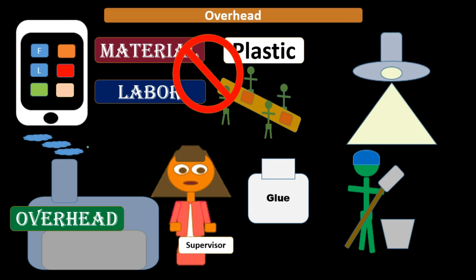Anything like utilities or rent or depreciation on the factory, depreciation on equipment, those are all things that we want to include in the inventory. We want to divide them out to particular inventory units, jobs, or processes, and therefore we're going to have to put it into the overhead first and then apply it out using some type of estimate.